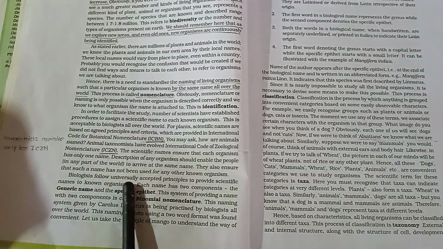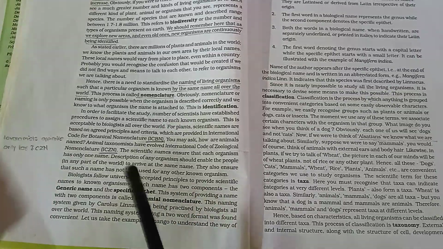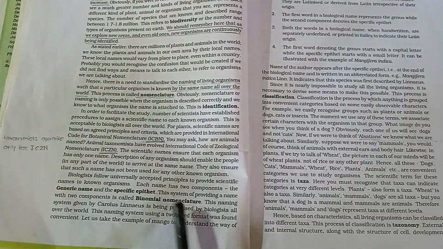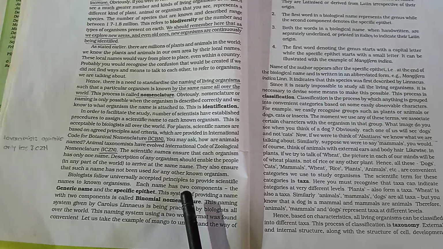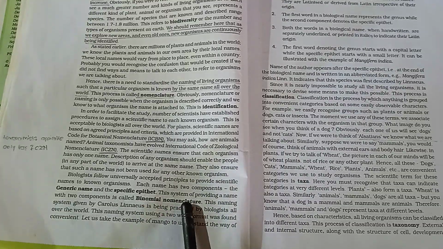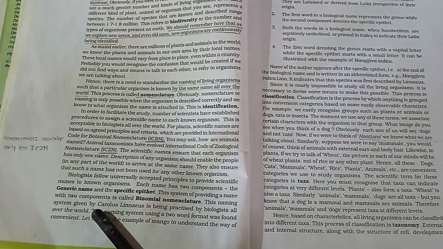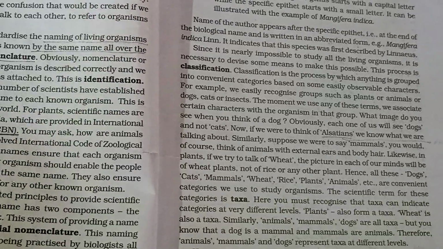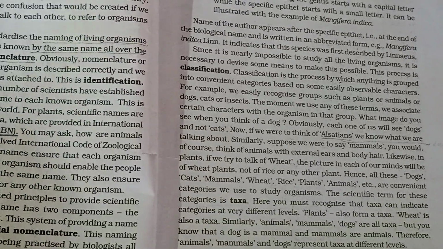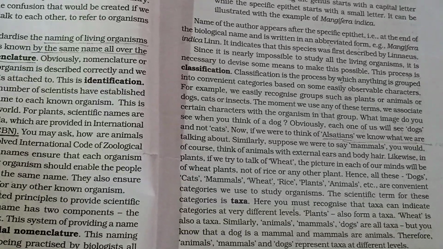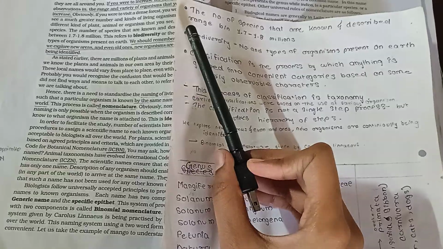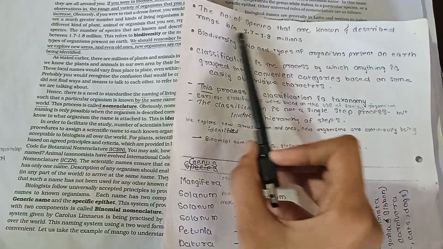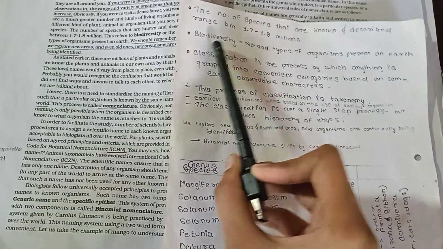Biologists follow universally accepted principles to provide scientific names. Each name has two components, the generic name and the specific epithet. This system of providing a name with two components is called binomial nomenclature. This naming system was given by Carolus Linnaeus. For example, in Mangifera indica, Mangifera is the genus name and indica is the specific epithet. The number of species that are known and described till now ranges between 1.7 to 1.8 million.